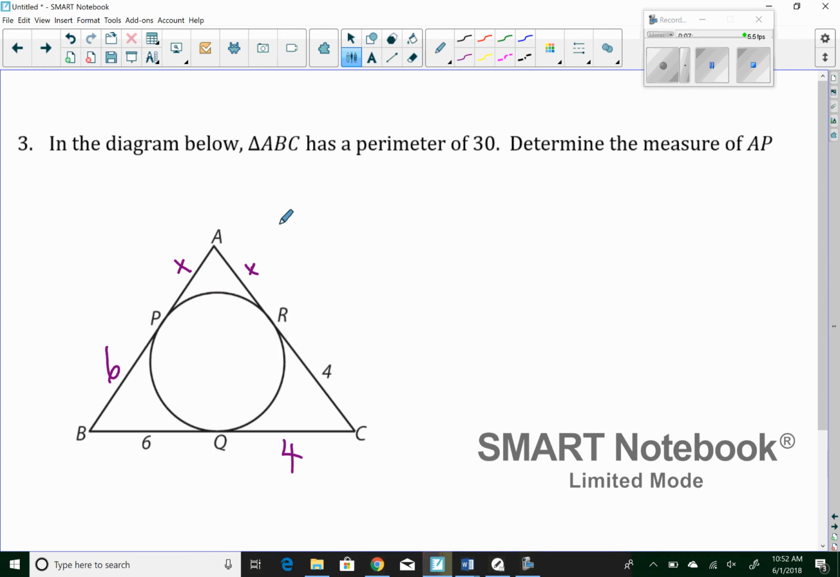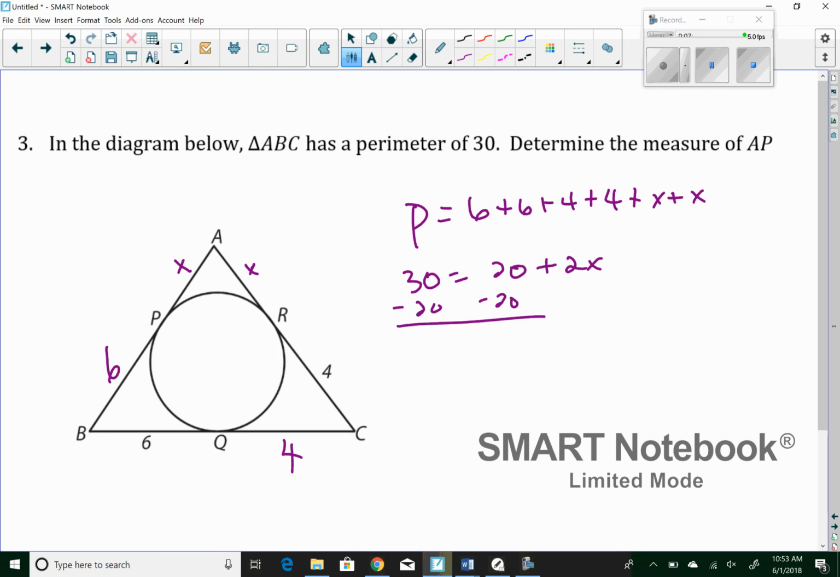Now, all of the sides in total add up to 30. So I could say the perimeter is equal to 6 plus 6 plus 4 plus 4 plus x plus x. I'm just adding up all the pieces around the edges of my triangle. So the perimeter of 30 is equal to 20 plus 2x. Subtract 20 on both sides. I get 10 equals 2x. So then I get a value of x, which is 5. So that means AP is 5.